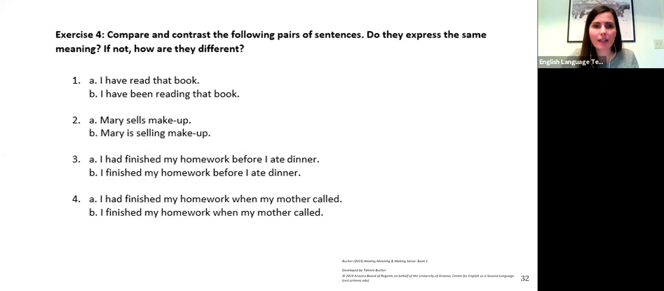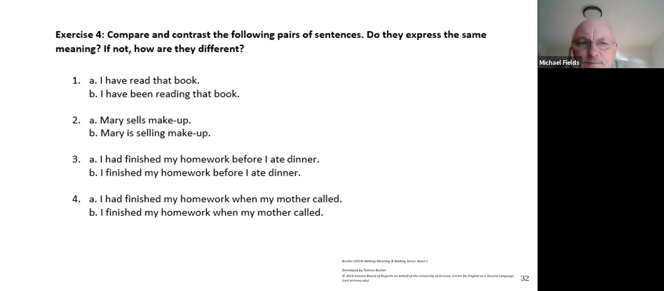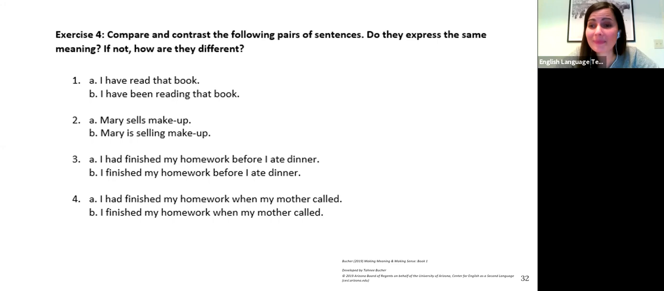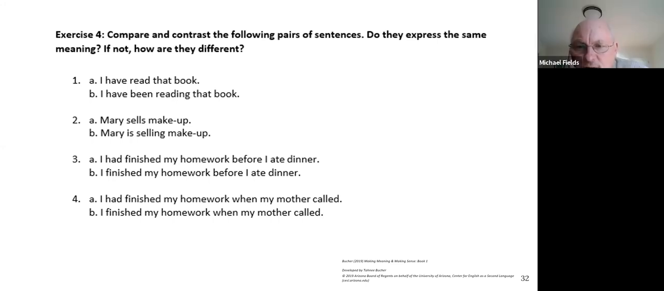How about this exercise? What do you think of this exercise? Let's look at number 2. Mary sells makeup and Mary is selling makeup. Do they express the same meaning? I would say one is a more temporary state. Which one? The B. So it's something she might be just doing for now.